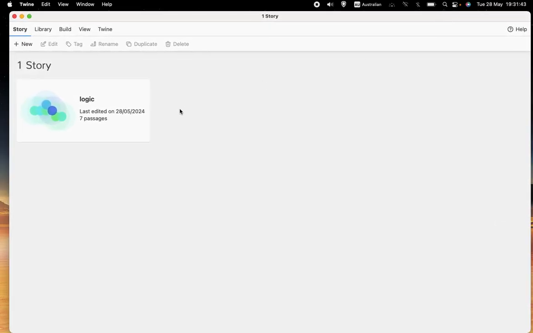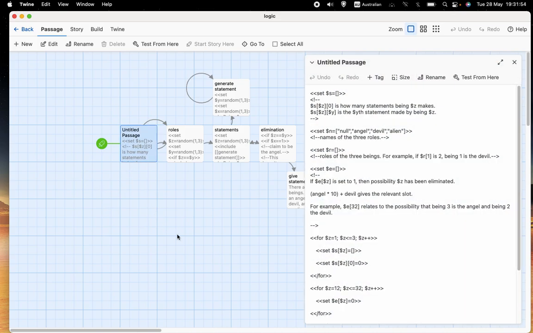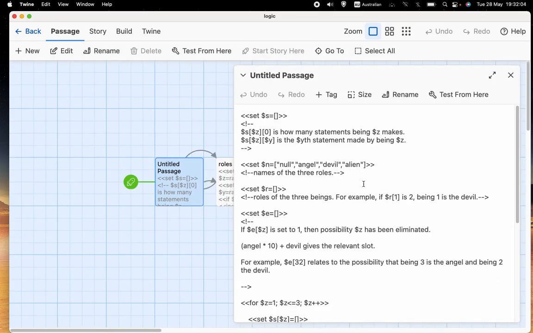Let's have a look at the code, which might take a little bit of time because, as you can see, it's seven pages and there's a fair bit of code in each one. So I noticed that I called this untitled passage. I should have called it initialize or something, but anyway, doesn't matter. We'll zoom in. That's probably a bit far. There we go. Okay, so let's go through the variables. We have S. S is a two-dimensional array.